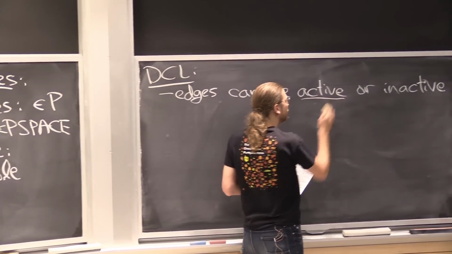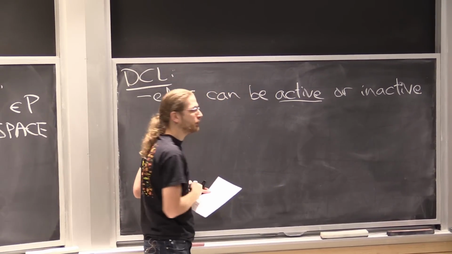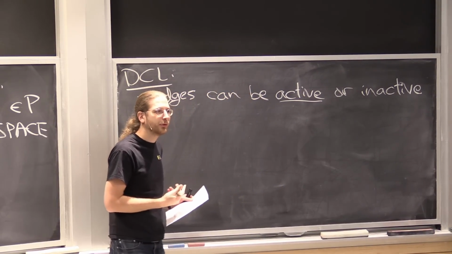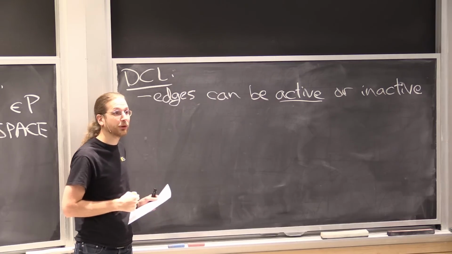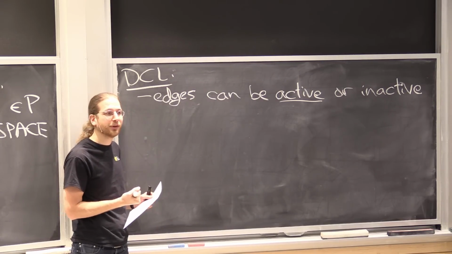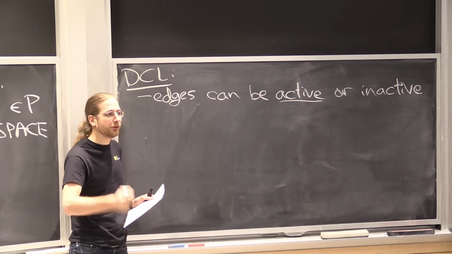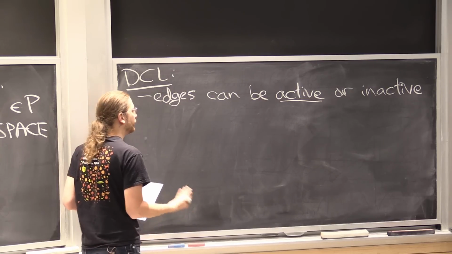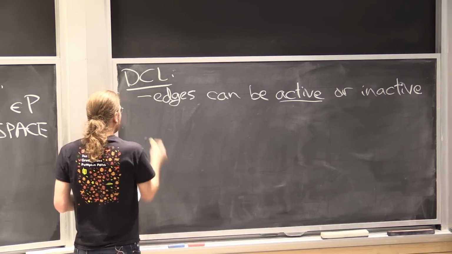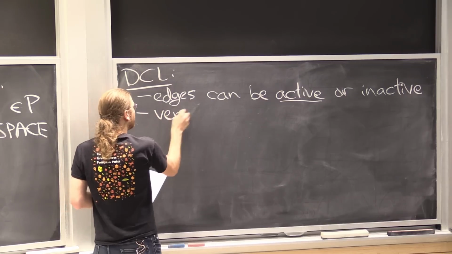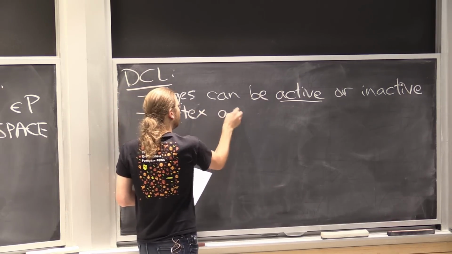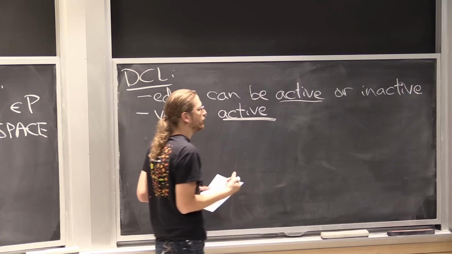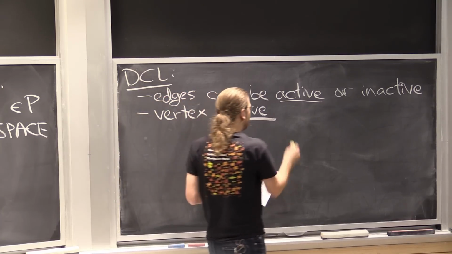Active intuitively, well actually literally, means that you just flipped the edge in the previous step. So in deterministic constraint logic, we're going to be flipping multiple edges at once in one round. And in the next round, those edges are all called active, and the rest are inactive. OK, now that's for edges. We're going to define a vertex to be active, basically, if that reversal did something useful.